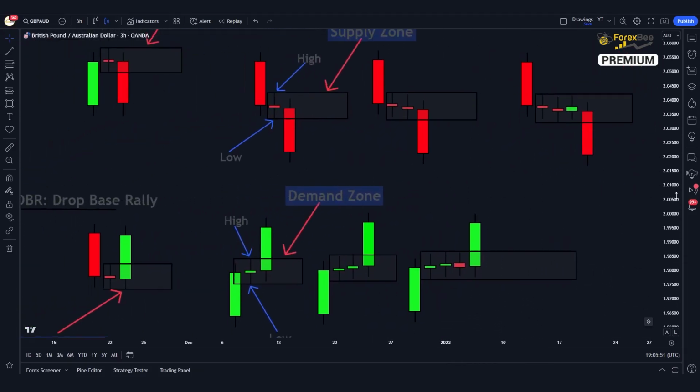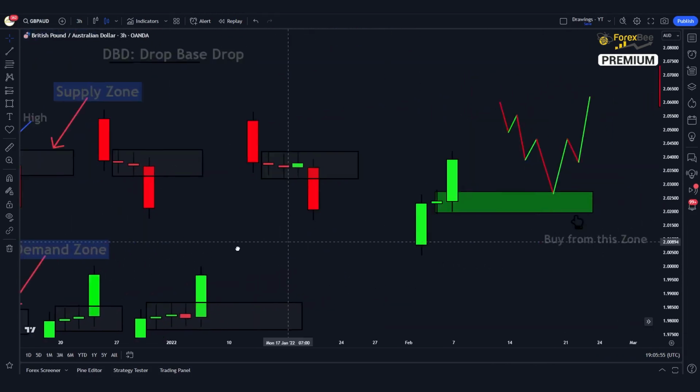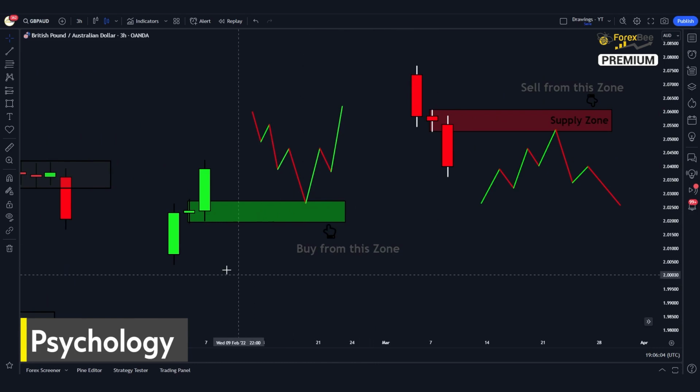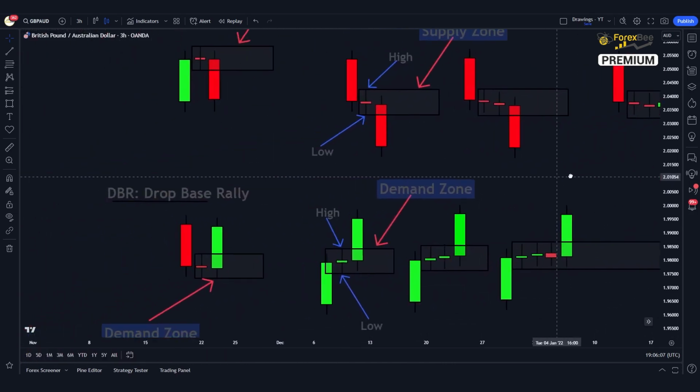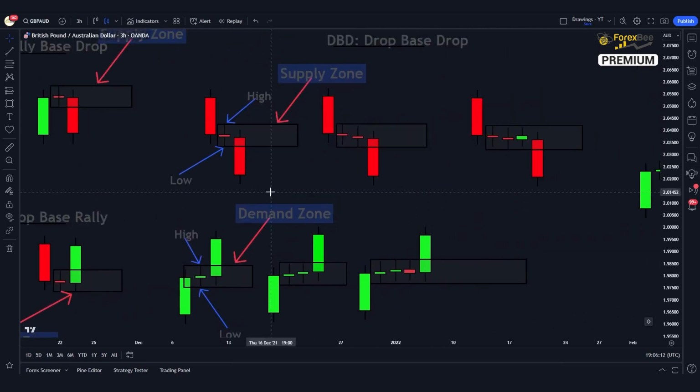In this lesson, we're going to focus on the different ways the supply and demand zones can form and why supply and demand zones behave the way they do. And that will be covered by discussing the psychology behind the formation of these supply and demand zones. So let's get started.